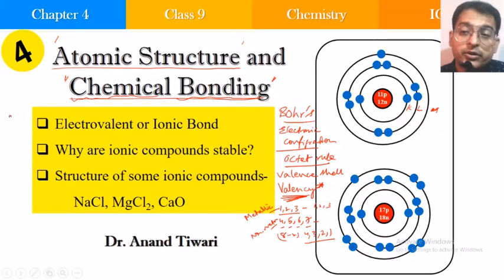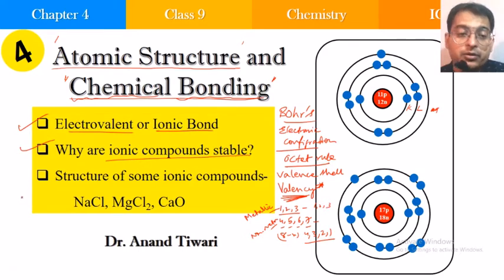So in today's lecture we will see there are two types of chemical bonds in our syllabus. One is the ionic bond and one is the covalent bond. Today we will be looking at what is an electrovalent or ionic bond, why ionic compounds are stable, and the structure of some ionic compounds like sodium chloride, magnesium chloride, calcium oxide. You can pause the video in order to answer this question.